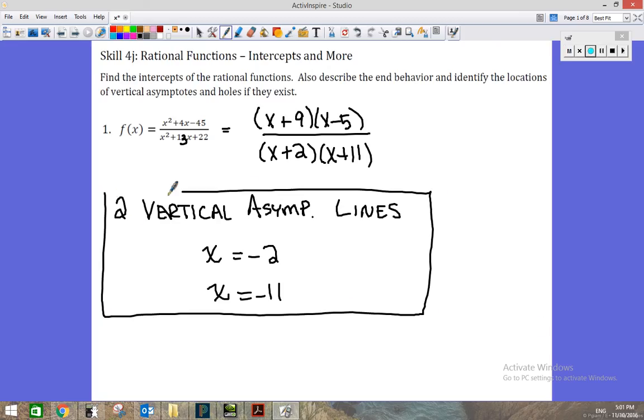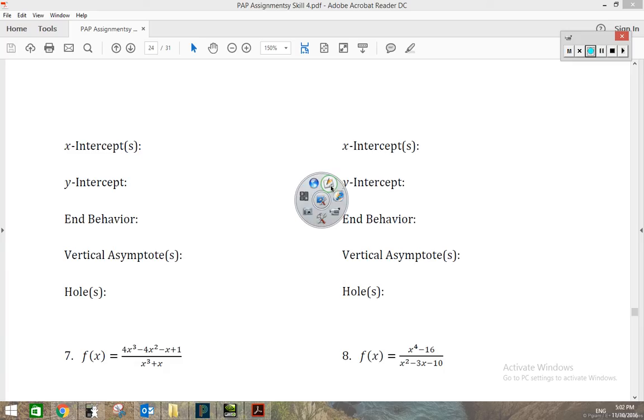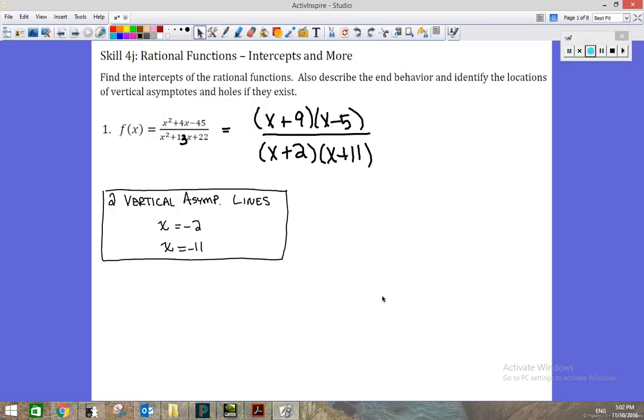Then it wanted us to identify if there were any holes in the graph. Yeah. Well, there were no common factors, nothing canceled, so there are no holes in this graph.